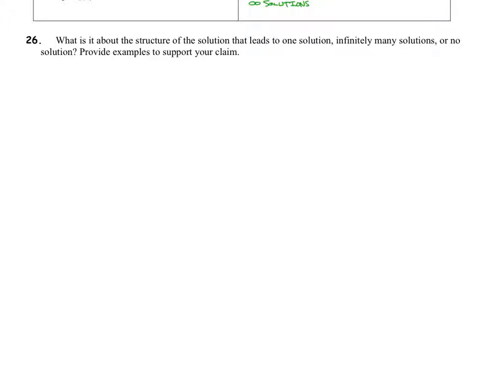We'll get there. What is it about the structure of the solution that leads to one solution, infinite, or no solutions? Provide examples to support your claim. All right, one solution: you'll just have a different number of x's on both sides of the equal sign. Infinite solutions: you have the same number of x's, but the same number of numbers as well. You may end up with something like 8 equals 8. Sometimes it's negative 8 equals negative 8. It doesn't matter if it's negative or positive. As long as it's the same on both sides of the equal sign, then it's infinite solutions.